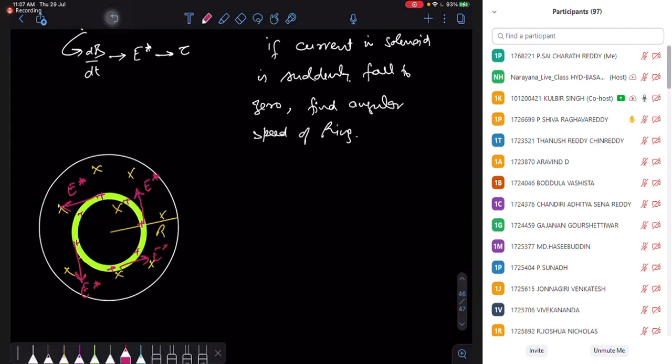The electric field is there tangentially. Now if I take any small piece, let's say dq, this dq is going to experience a force. And how much is the force on this small dq? It is going to be the force of my dq charge into the E star field, right?